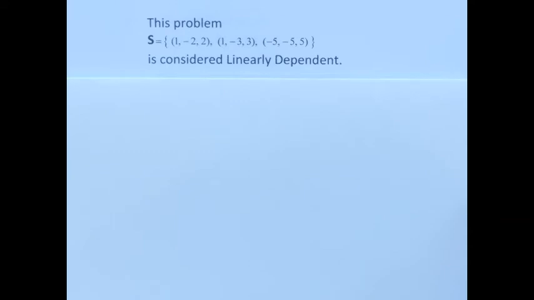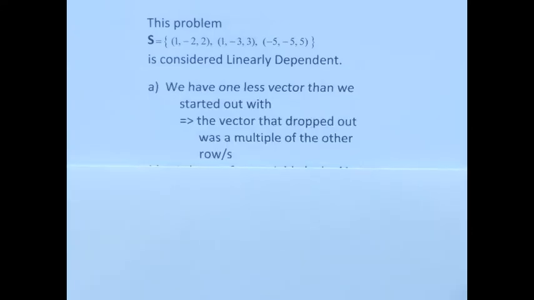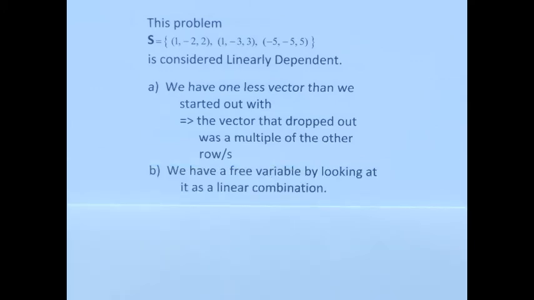So this problem, set S, that we were originally given with these vectors, is considered linearly dependent. We have one less vector than we started out with. The vector that dropped out was a multiple of the other row or rows. We have a free variable by looking at it as a linear combination. That is very important. So by having a free variable, I have proved to you that this is linearly dependent.